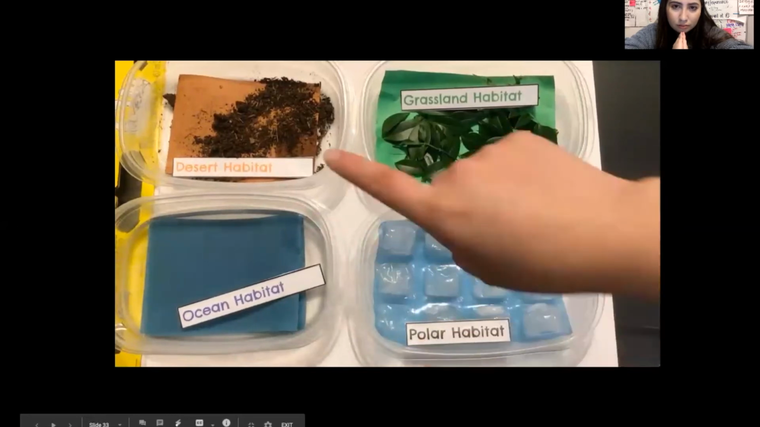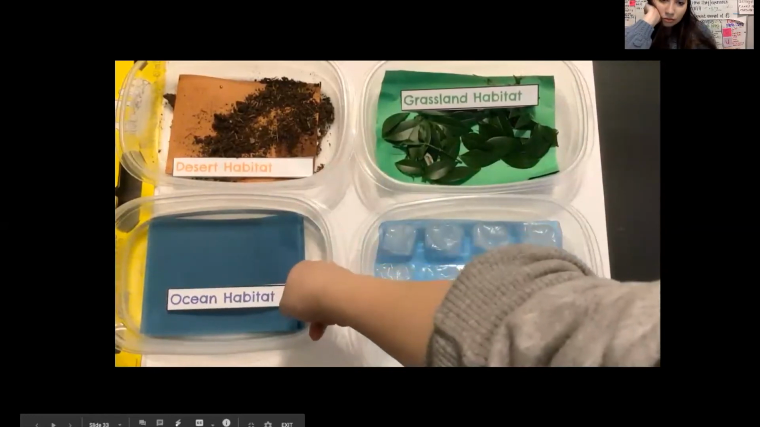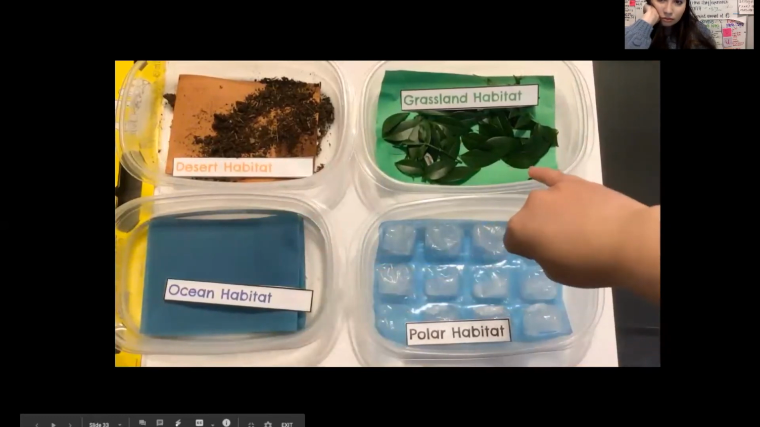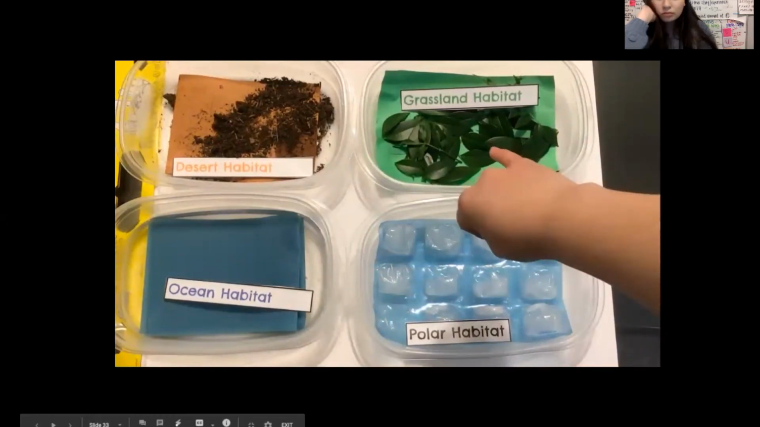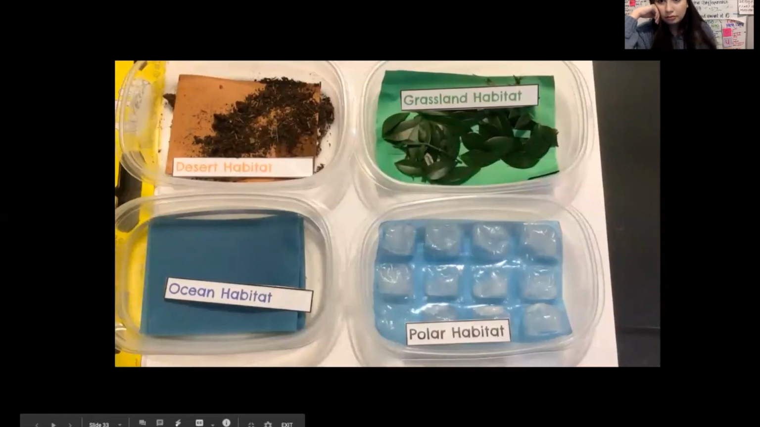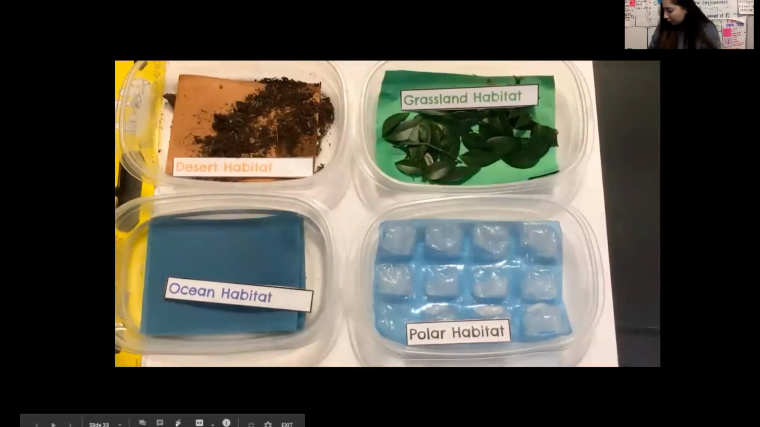Now, for desert habitat and grassland habitat, I had to go outside and actually pick some things up, but it was so fun and easy. So, what I did for my grassland habitat, because I know animals eat a lot of grass in the grassland habitat, I went and I collected leaves. And for my desert habitat, I did not have sand, but I know there's dirt in the desert, so I made sure that I found dirt from outside and I put it in my Tupperware.